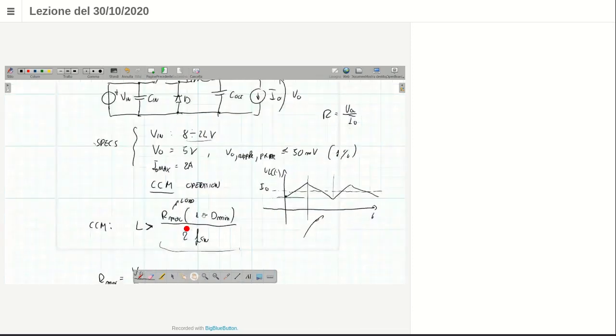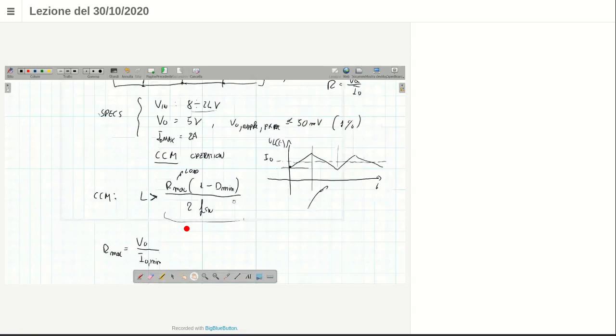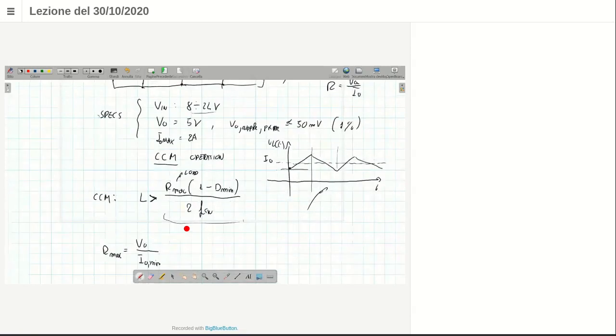Its weight is not negligible. So in practice, let's say that for IO minimum, a typical assumption is to take 10% of IO maximum. Okay, this is something reasonable. We have 2 amps of maximum current, so IO minimum will be 0.2 amps.